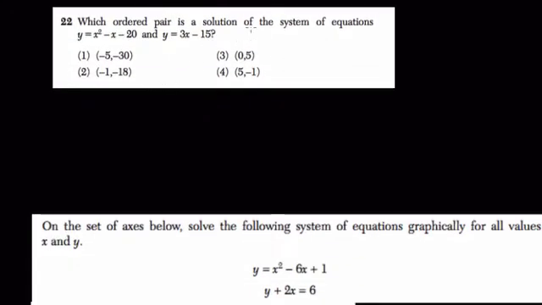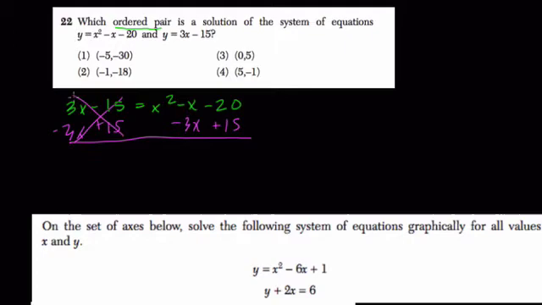Which ordered pair is a solution of this system? We can solve this algebraically or on a graphing calculator. We'll do both. If they're going to have a solution at some point, an ordered pair, it's a point where they're equal. So let's find when 3x minus 15 equals x squared minus x minus 20. To solve this, I would add 15 and subtract 3x from both sides. This cancels out to 0 equals x squared minus 4x minus 5.